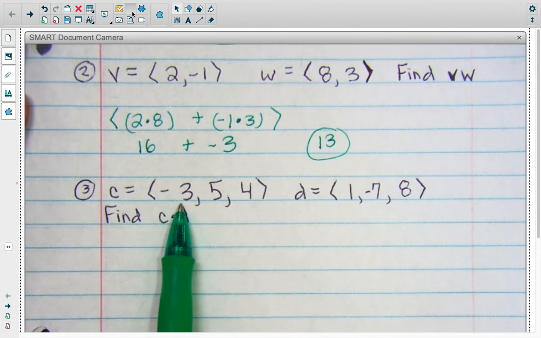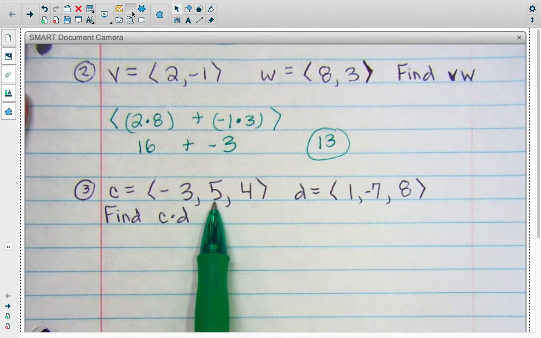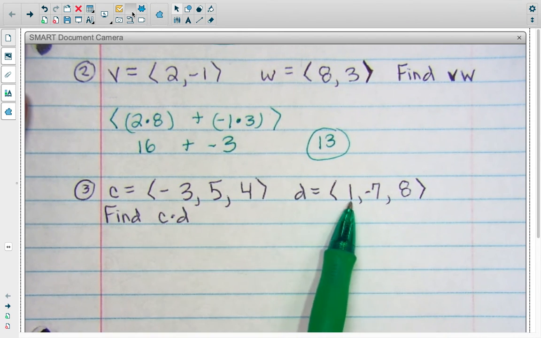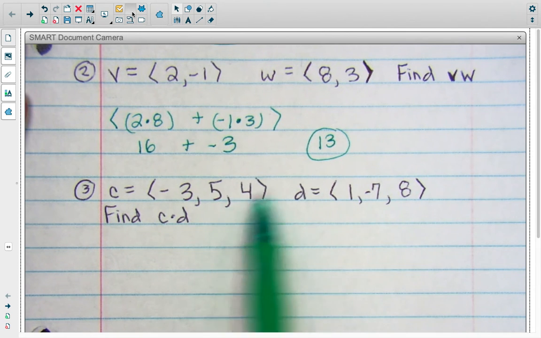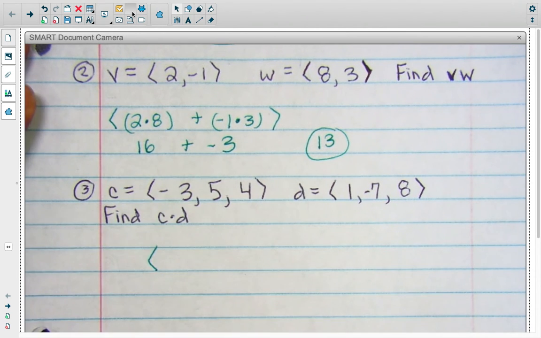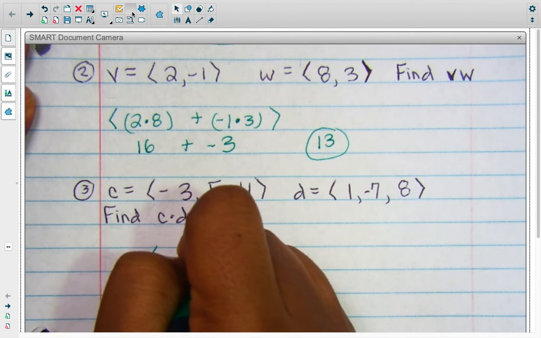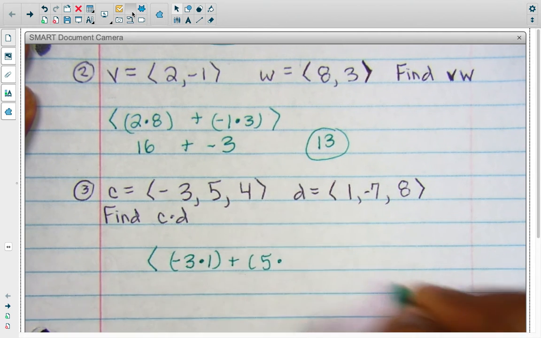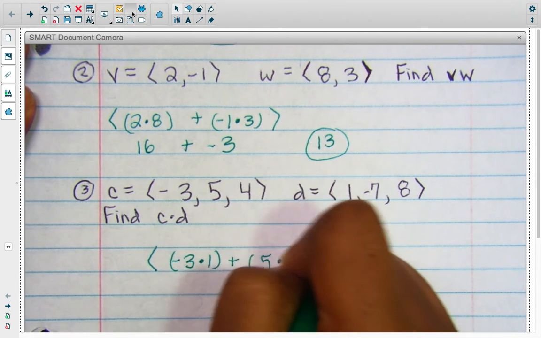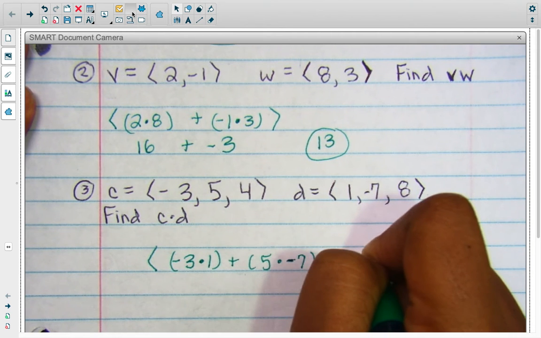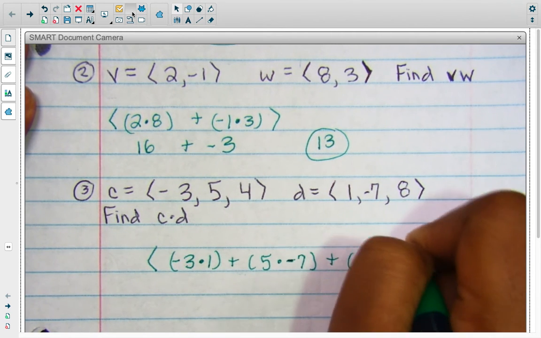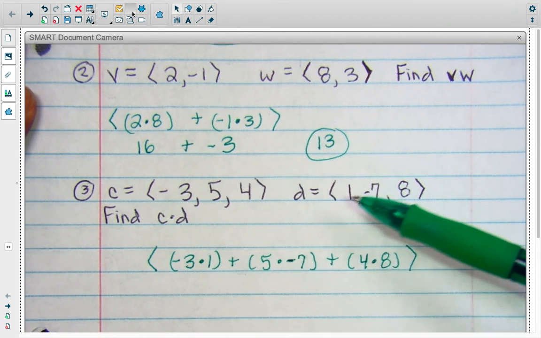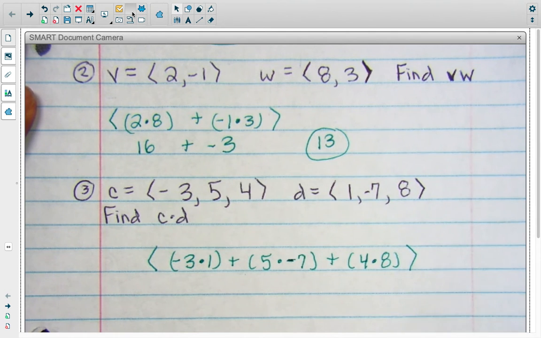Let's take a look at this 3D vector that I have down below. So I'm going to do negative 3 times 1, add that to 5 times negative 7, add that to 4 times 8. So first times first, add it to second times second, add it to third times third. So that's going to look like negative 3 times 1 plus 5 times negative 7 plus 4 times 8. Then we'll go through and multiply.